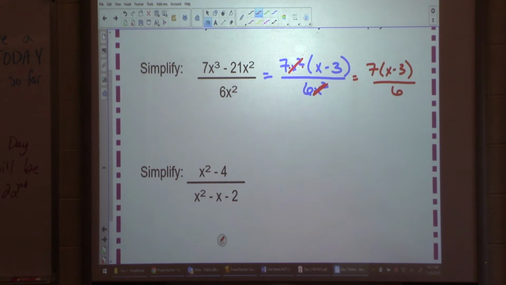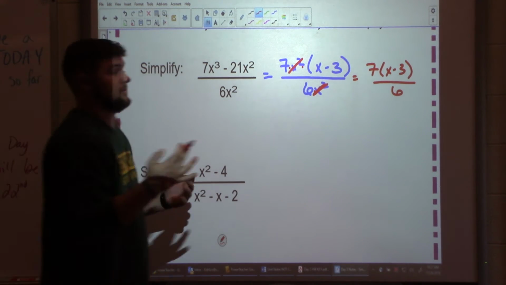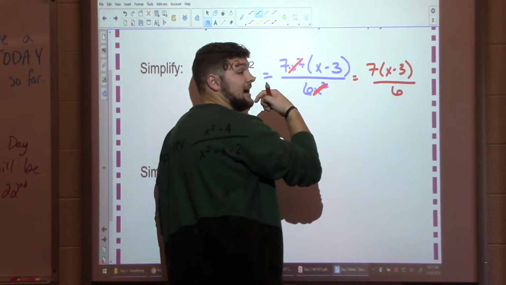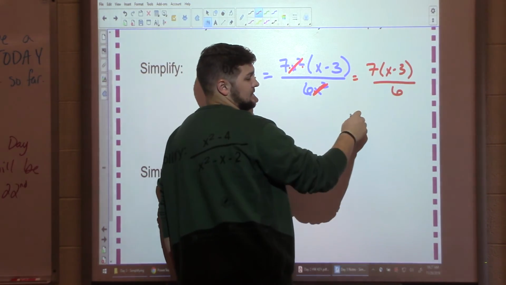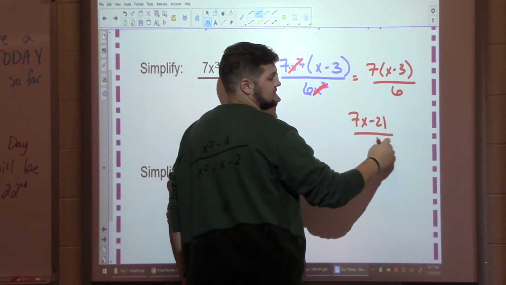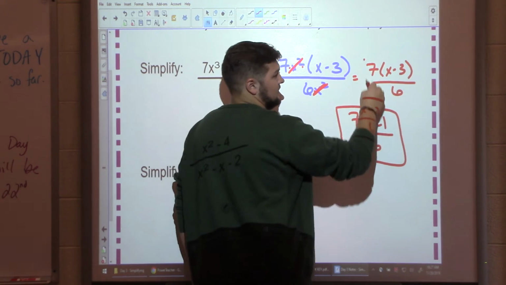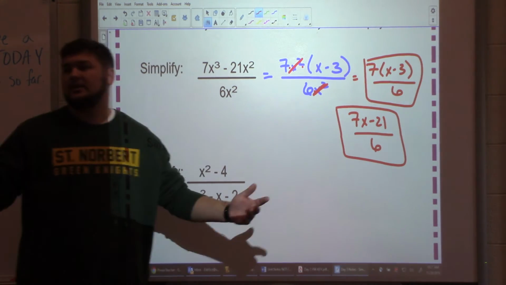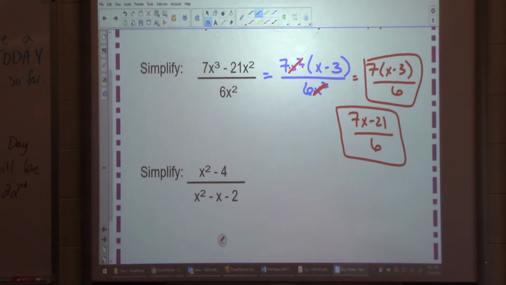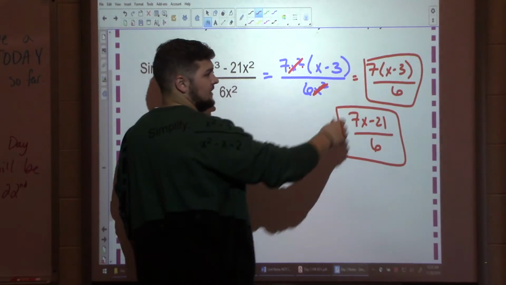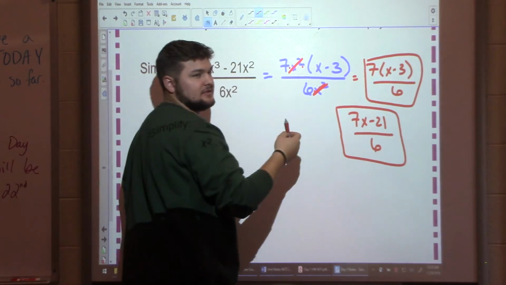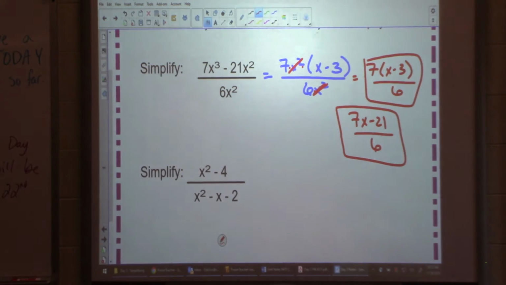Alright, if you want to leave your answer like that, I'm perfectly okay with it. That's a perfectly fine answer for me. Now, normally I will, however, distribute that 7 back through. I'll make it 7x minus 21 over 6. If you leave it like that on a test, it will not get marked wrong. So the second answer was 7x minus 21. So I just distributed that 7 to both pieces. Alright.